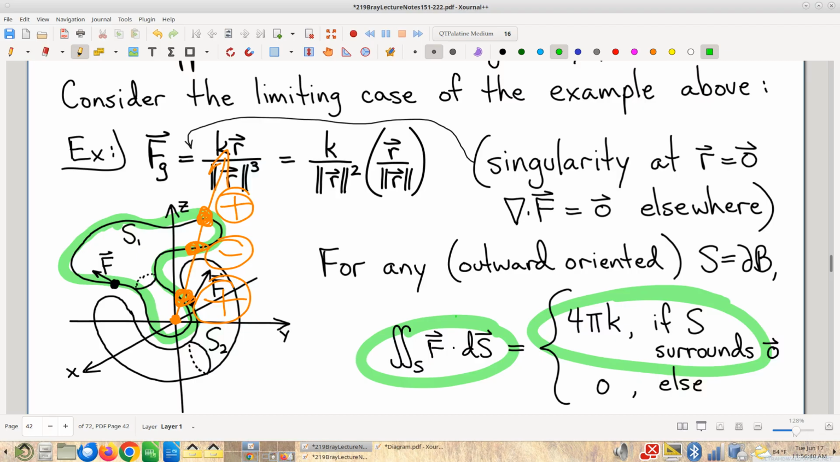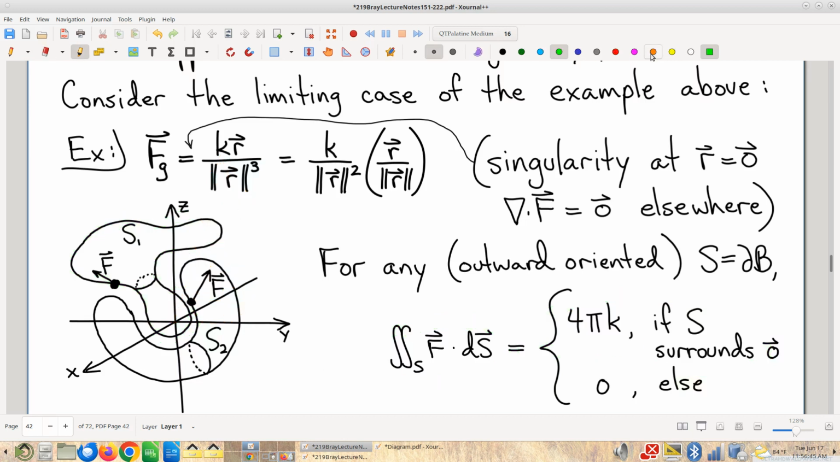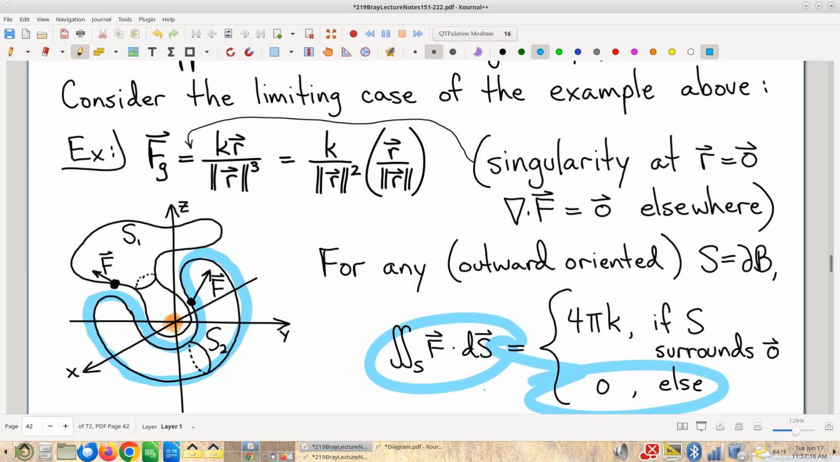Okay. On the other hand, if you're looking at a surface that doesn't contain the light bulb, keeping in mind the light bulb is right there, and we look at, let's say, this surface, what's the flux through that surface? I claim 0. Because every photon that flows in also flows out. Again, so 0. Everybody happy with that? Okay.